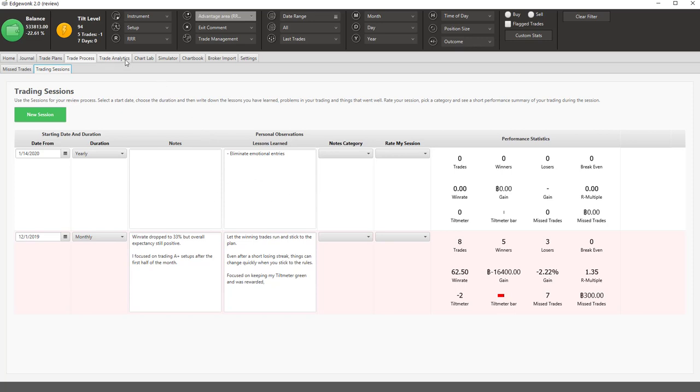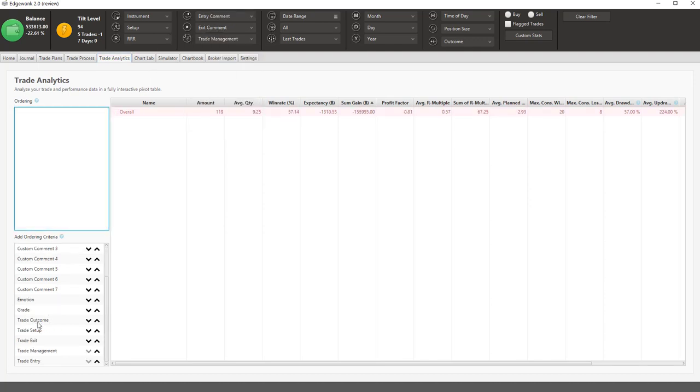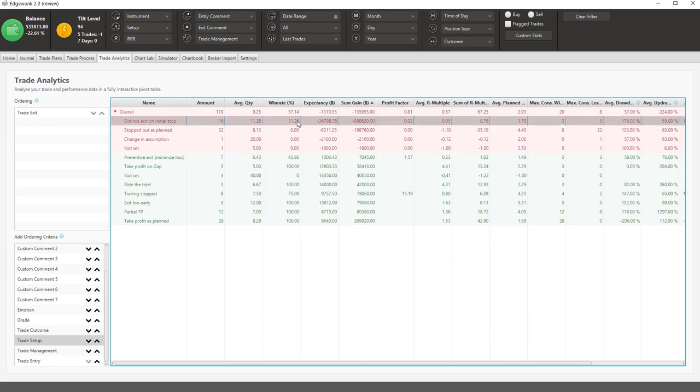So let's go back to the trade analytics, and let's take a look at his exit comments. For that, we use the trade exit comment here in the ordering. We get a breakdown. We want to order it again by sum and gain. And you can see, did not exit on initial stop loss. He lost 588,000. So this is much, much more than his overall loss. So it seems like this is really a big deal. Only 16 trades, but a huge loss. You can see the expectancy per trade is almost negative 37,000, compared to an average trade expectancy of 1,000. And you have found the big thing that you probably should put all your effort into trying to eliminate.